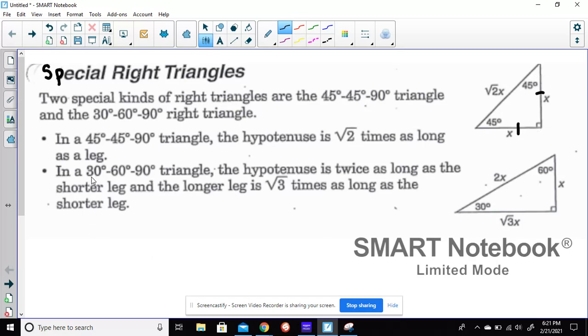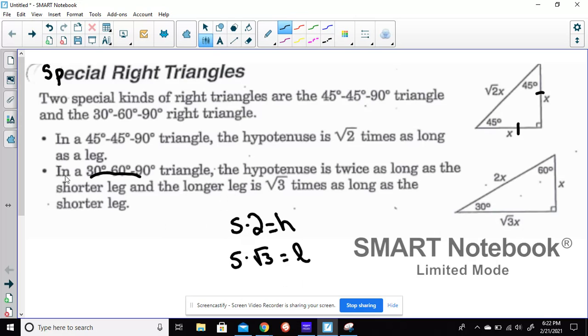And then we also looked at the 30-60-90 triangle, which has a relationship as well between the short leg and the long leg and the short leg and the hypotenuse. And so I had you write down on your paper that the short leg times 2 equals the hypotenuse, which is why we've got 2x equals that. And then the short leg times the square root of 3 equals the long leg, which is right here.